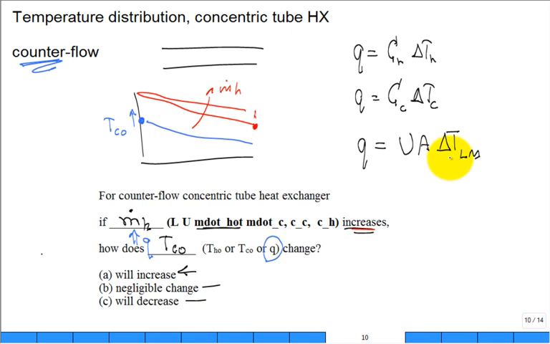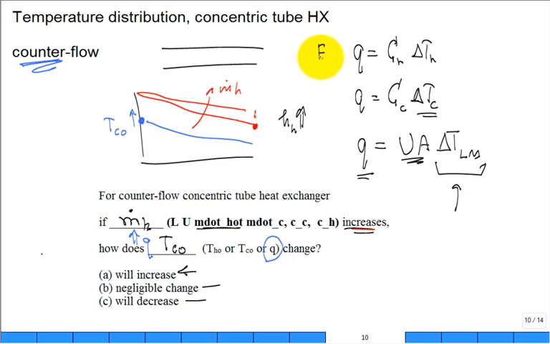So this is your logic: the average delta T throughout the heat exchanger is increased. Maybe you change the U a little bit because you increase the h on the hot side, probably improving the convection coefficient on the hot side. Maybe improve U a little bit. But you're going to lead to a larger Q because of a larger delta T.